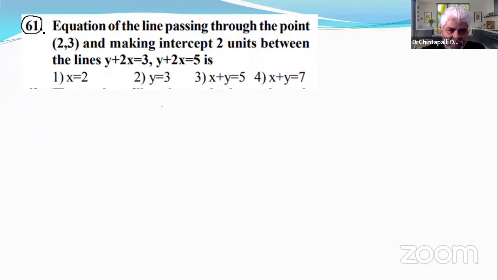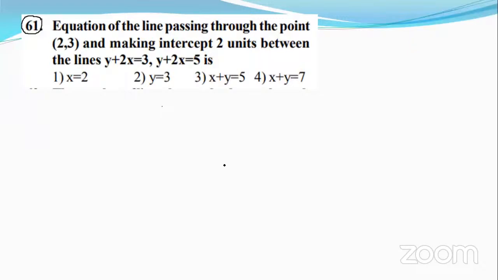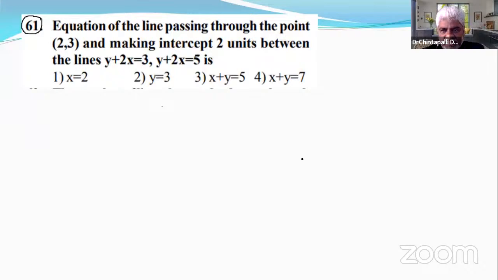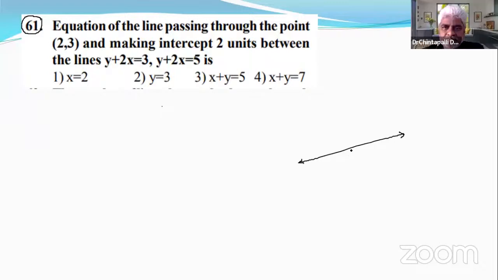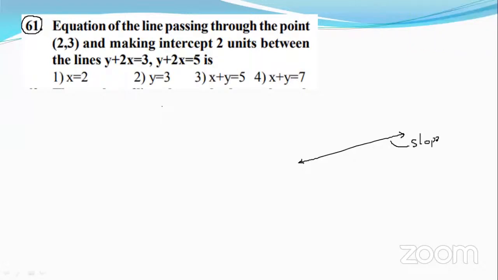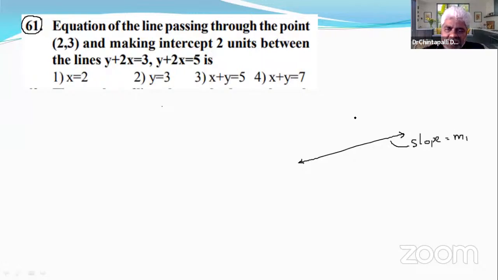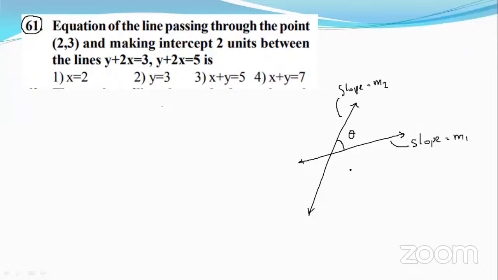I'm telling you one formula. For example, these are two lines. So what are they even asking us? Equation of the line. Let me tell you one formula. Slope of this line is M1, and it is another line. Slope of this line is M2, and the angle between those two lines is theta.